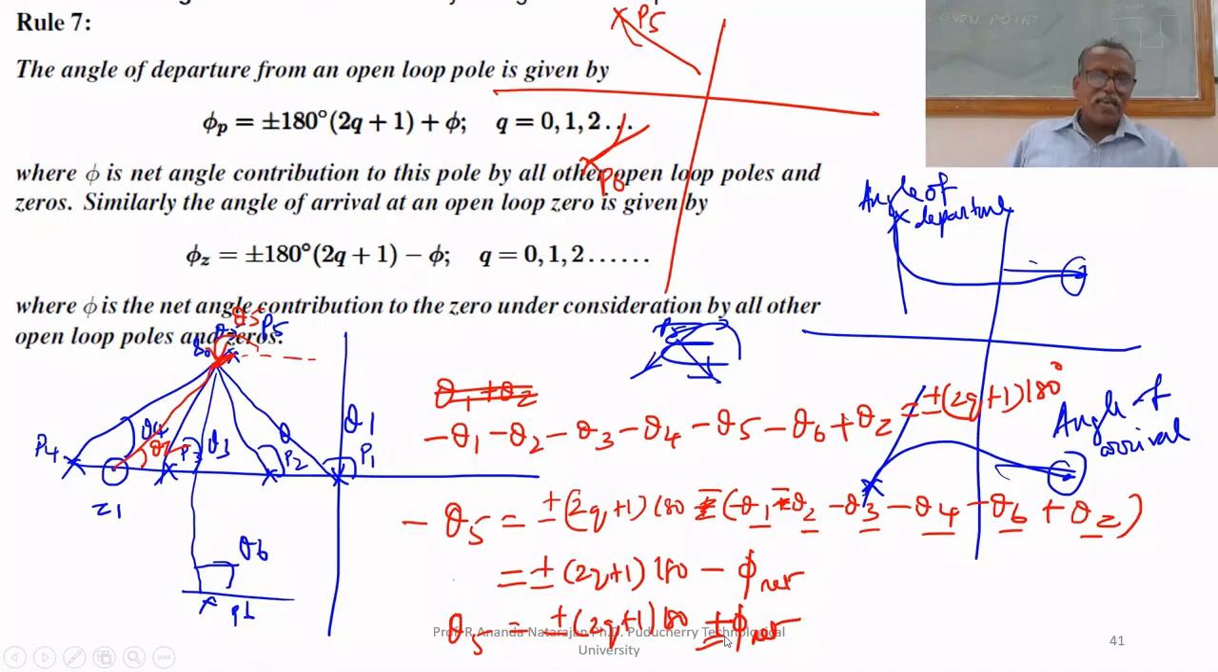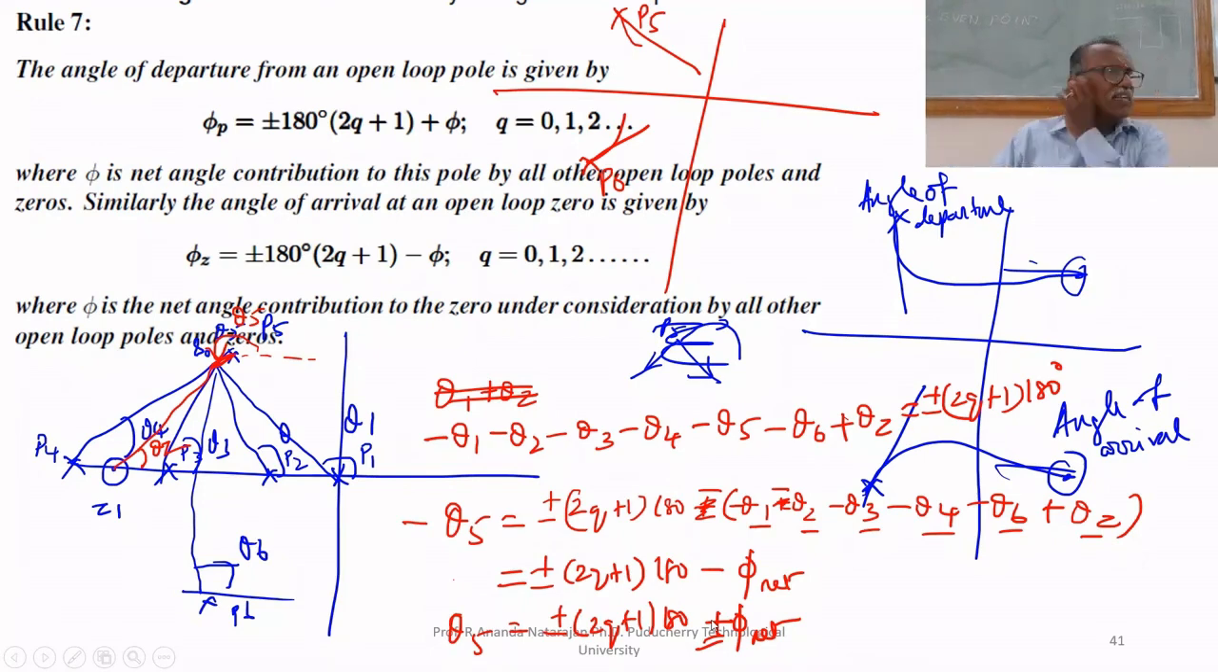The same way you can find the angle of arrival. For the angle of arrival, instead of plus it will be minus. Where phi net is added here, there you have to subtract, that's all.